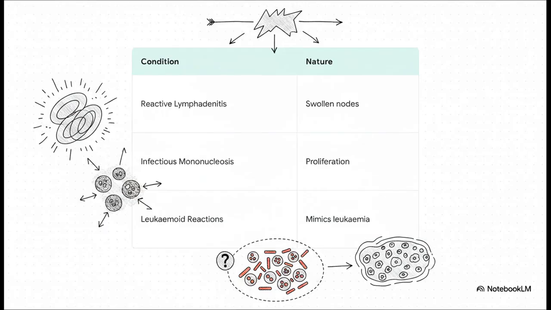Now, what is absolutely fascinating here is just how aggressive a completely healthy defense system can be. When a threat pops up, the system mounts these intense reactive responses that can honestly mimic much more serious diseases. For example, reactive lymphadenitis is simply your nodes swelling up as they fight off a bug. Infectious mononucleosis involves a massive but still reactive proliferation of cells. And leukemoid reactions? They produce so many white blood cells they can literally be mistaken for full-blown leukemia. But crucially, they remain entirely reactive and completely non-malignant. It's basically a massive false alarm.